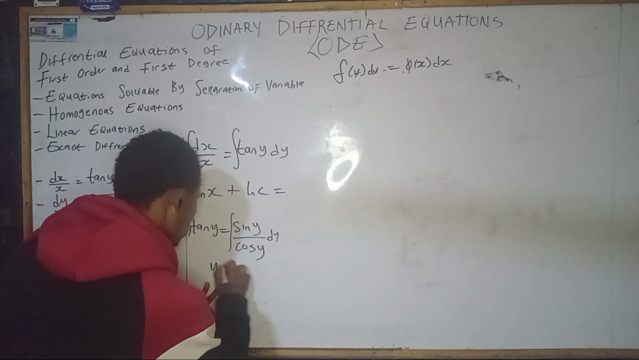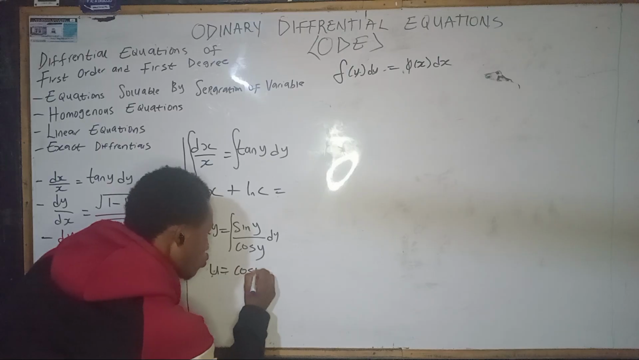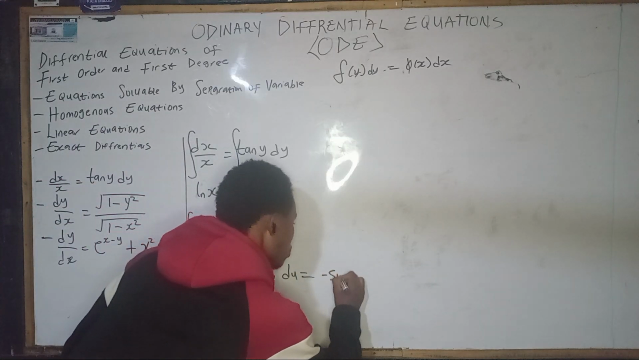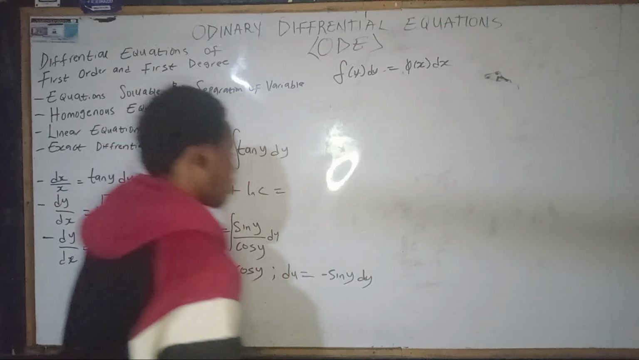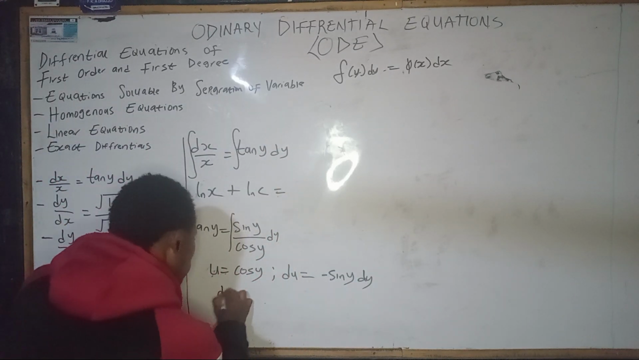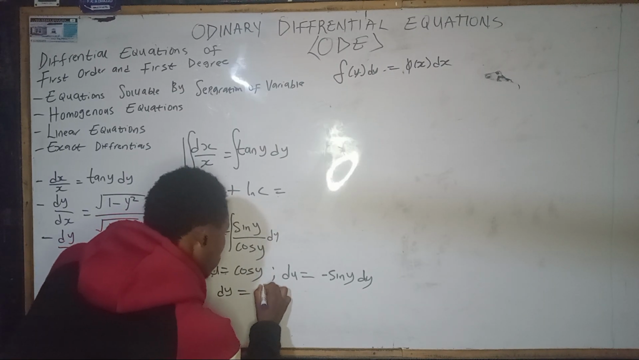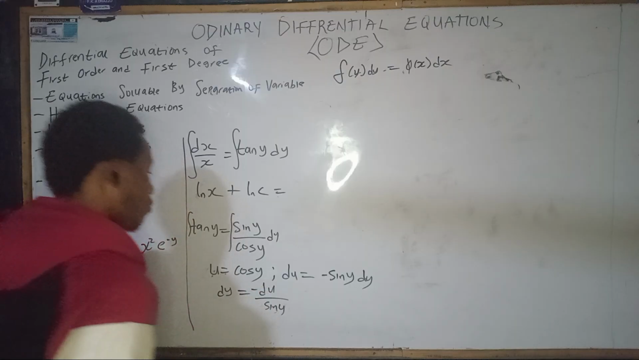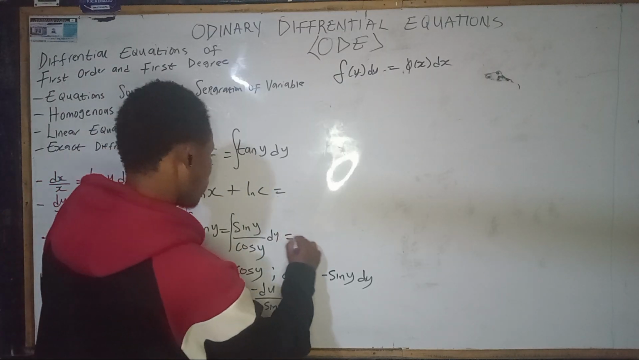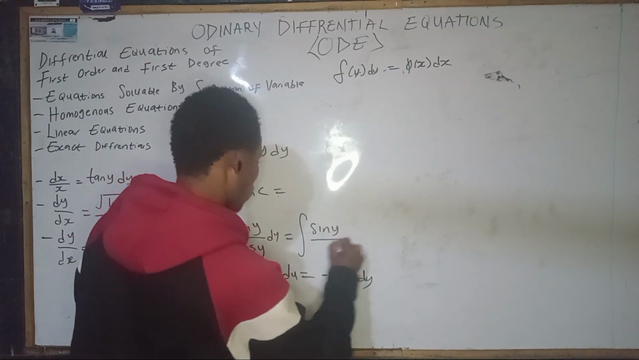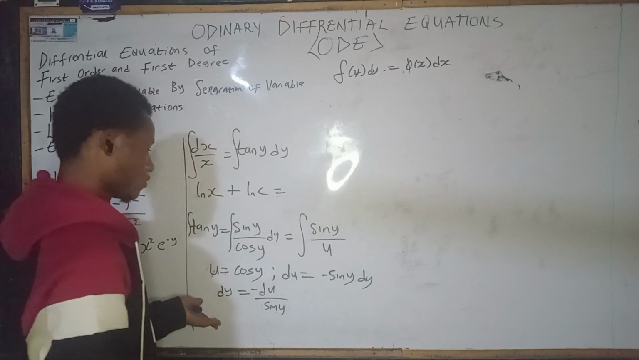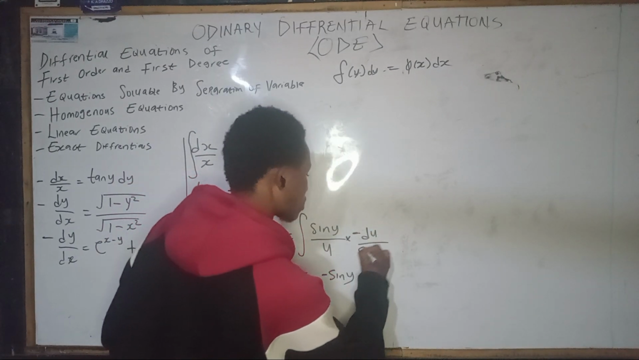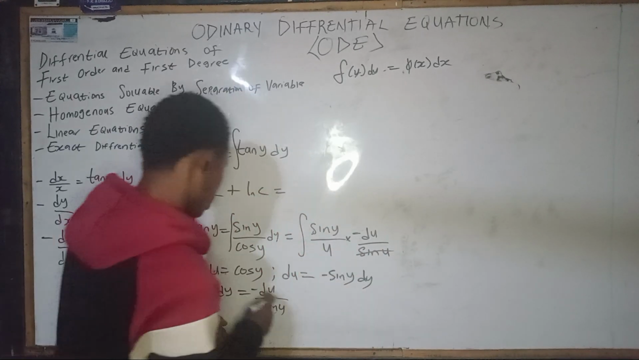We'll make u equal to cos y, and therefore du, if we differentiate cos y, we are going to have minus sine y dy. So that means our dy is equal to du over minus sine y, and we can bring the minus upward. So we are going to be having the integration of sine y over cos y, where cos y is u. Then our dy is equal to minus du over sine y. So sine y cancels sine y.